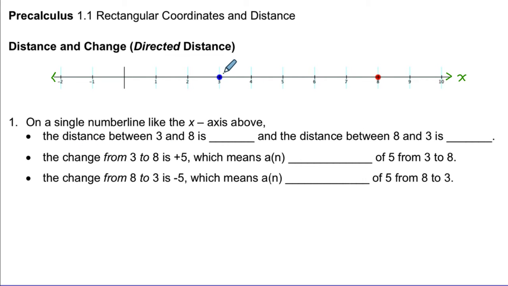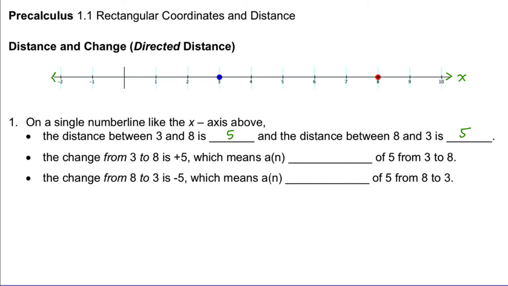If we want to find the distance between 3 and 8, we can count the number of spaces and see that it is 5. Now the direction doesn't really matter here, so the distance between 8 and 3 is also 5 spaces. The direction does start to matter when we look at change.